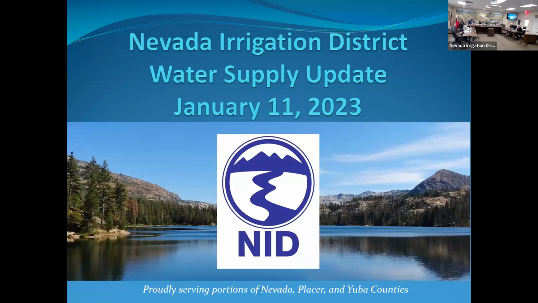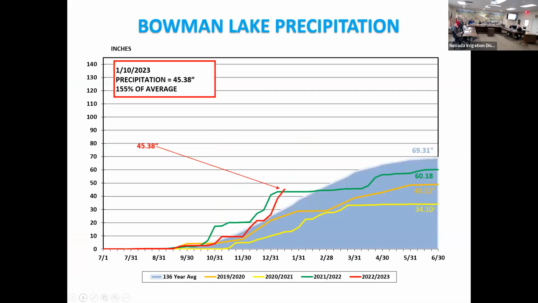All right, so we threw together some numbers for you all today. This is as of this morning, or some of them from yesterday. Go ahead and go to the next slide, please. So here's some of the great news. The Bowman Lake precipitation, as of yesterday, is sitting at 45 inches of precip, which is 155% of average. This is a good slide to focus on initially. What I want to point out is that the green line you see on the slide is last year. And last year, we started off like gangbusters.